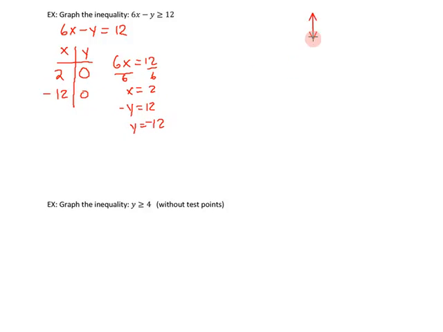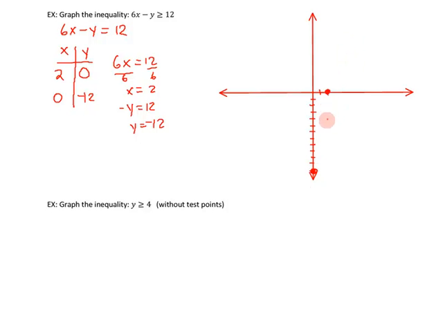So I will draw that line on my Cartesian plane here. So I need to go over 2 and up 0. Oh, what did I do wrong here? I plugged in 0 for x, right? And got negative 12. So 0 left to right and then down 12. 1, 2, 3, 4, 5, 6, 7, 8, 9, 10, 11, 12. There it is. So I'm going to draw the line through there.